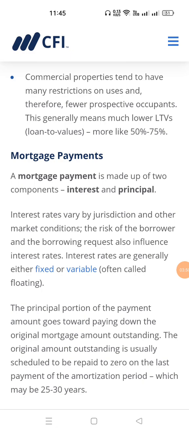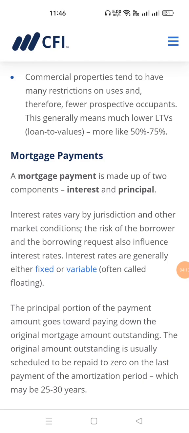Commercial properties tend to have many restrictions on uses and therefore favor prospective occupants. This generally means much lower LTVs, loan to values, more like 50% to 75%.